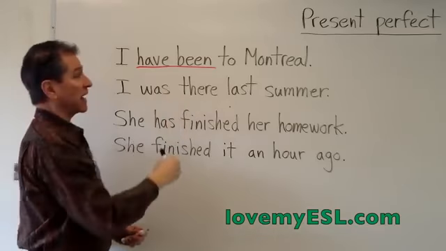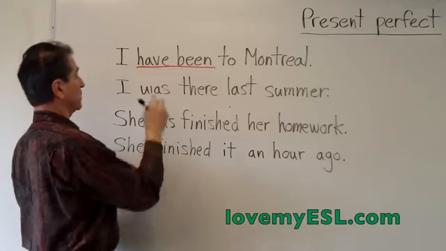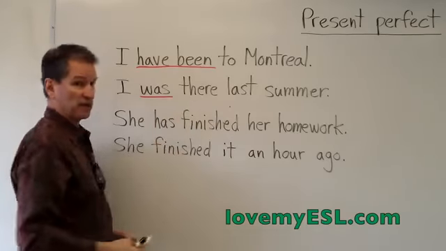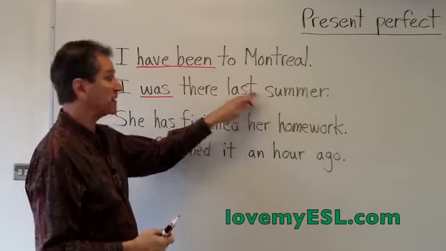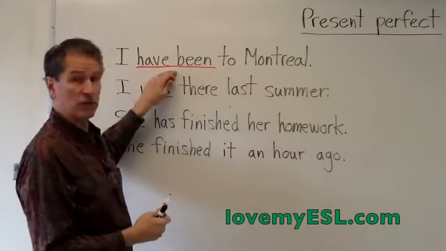Here, in this second sentence, I actually have a time: last summer. So that is why I'm going to be using the simple past for this. When you have a time in your sentence, you always use the simple past. No time, use the present perfect.